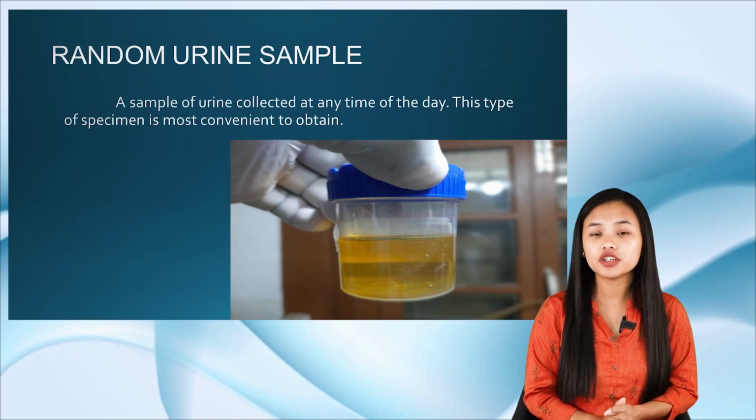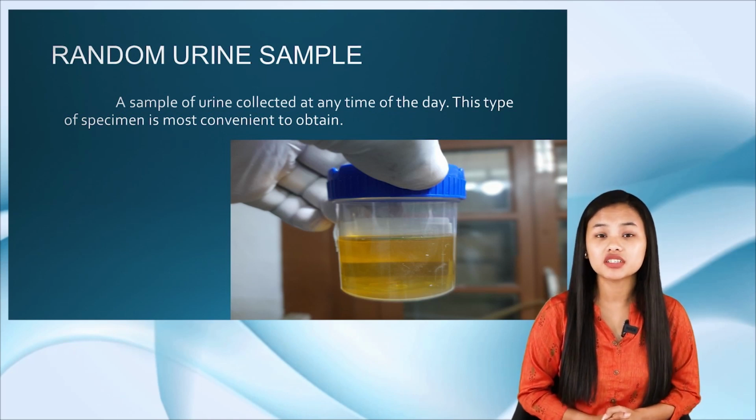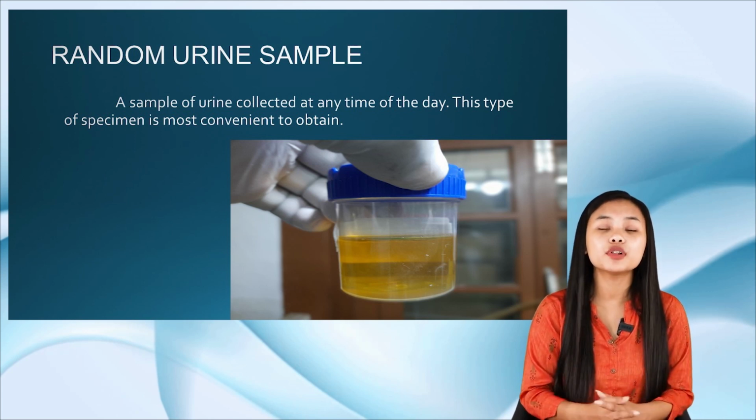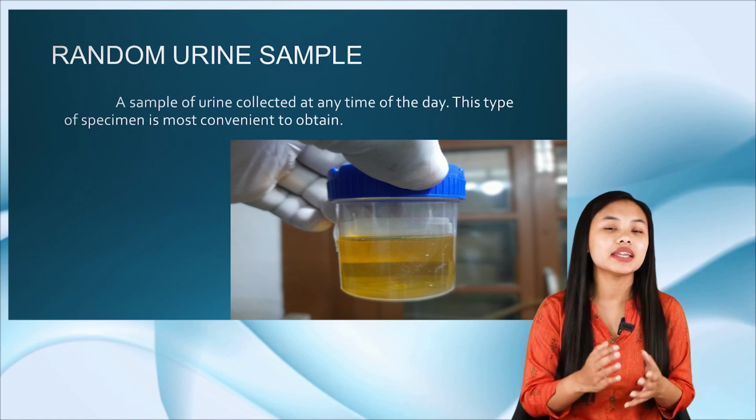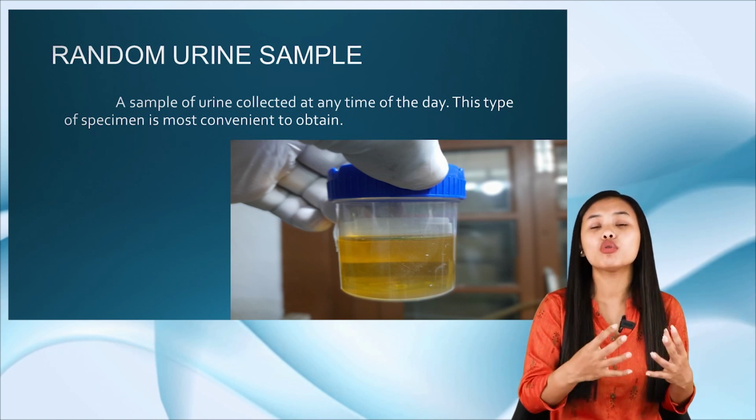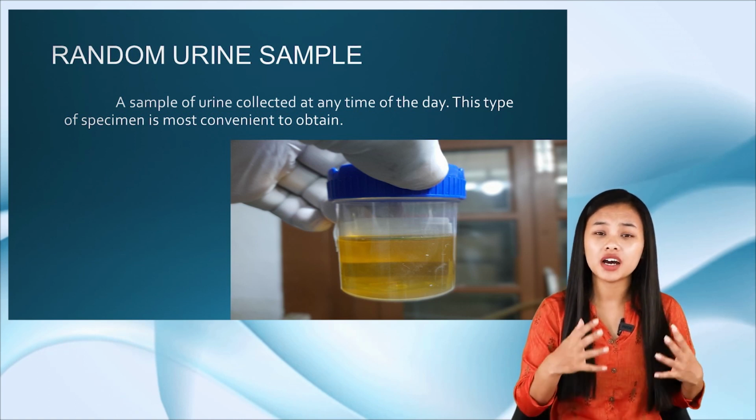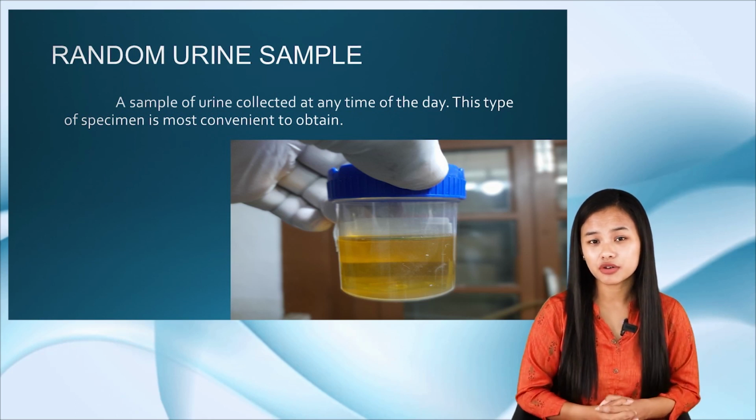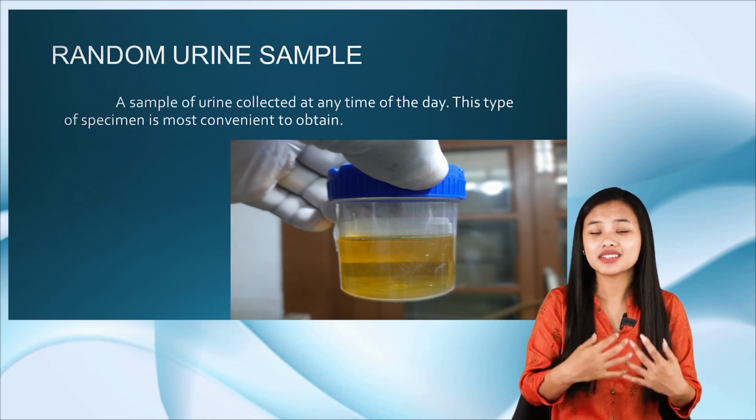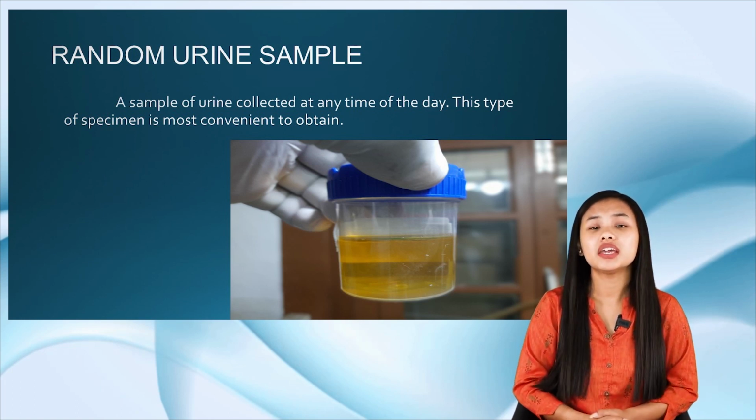So starting with the first one, which is the random urine sample. As we have also discussed in our previous session, this is a sample which can be collected at any time of the day. And also this type of specimen is most convenient to obtain, because, as we have discussed about the fasting urine sample, the patient must not eat anything, or must collect it at the beginning of the day, as soon as he gets up from bed.